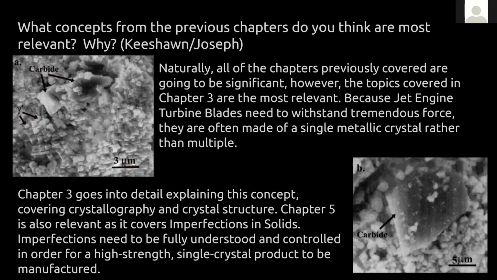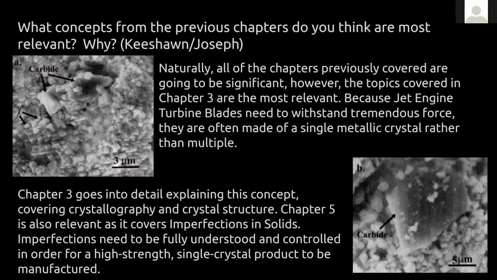Chapter 5 is also relevant as it covers imperfections in solids. We've learned that the imperfections of materials are just as important as the materials themselves. In order for a high-strength, single crystal material to be manufactured, these imperfections and vacancies need to be fully understood.